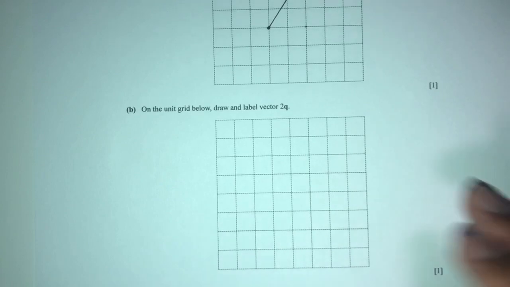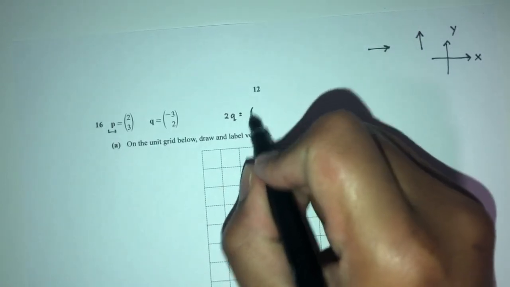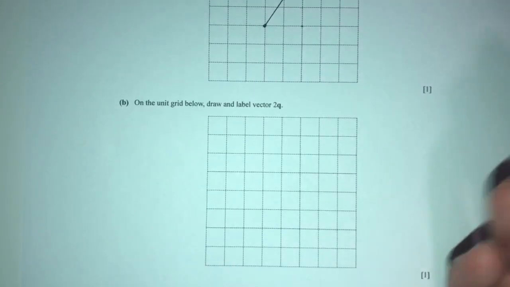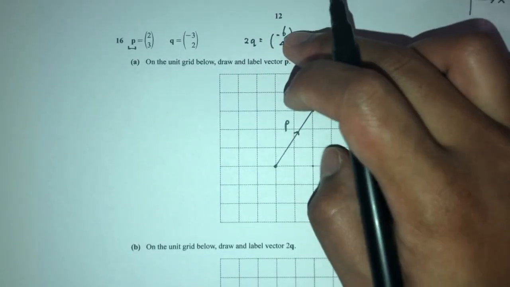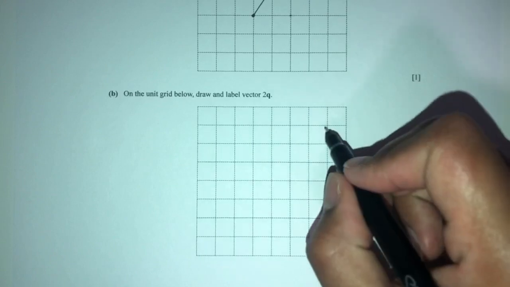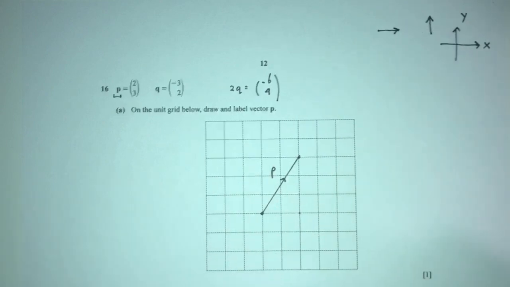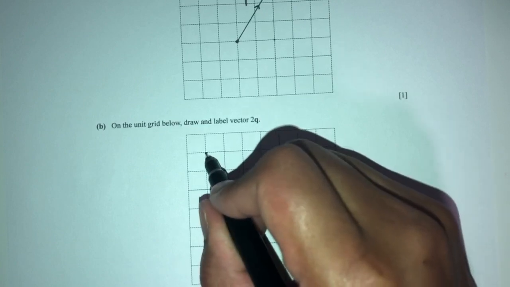Now next one will be 2q. So 2 times q will be minus 6 and 4. Now I can begin anywhere you want, but obviously just be logical about this because it is minus 6. So let's begin somewhere over here. Let's say I begin here. Minus 6, as we have seen, positive is this side, negative will be this side, right? So 1, 2, 3, 4, 5, 6 right here.